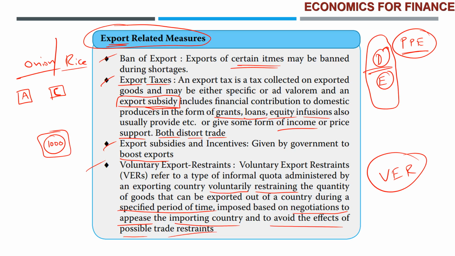So what is VER? It is basically a kind of informal quota administered by the exporting country on itself, voluntarily restraining the quantity of goods that can be exported out of that country during a specified period of time, usually based on negotiations with the other importing country, to appease that country and avoid the effects of possible trade restraints. This is what you should write exactly in order to get full marks for any question.